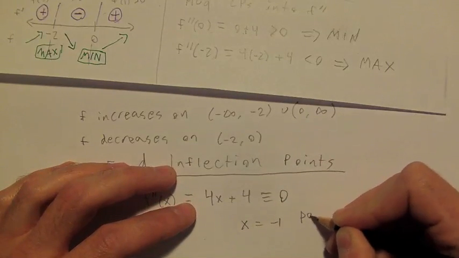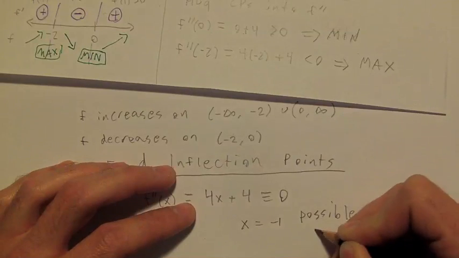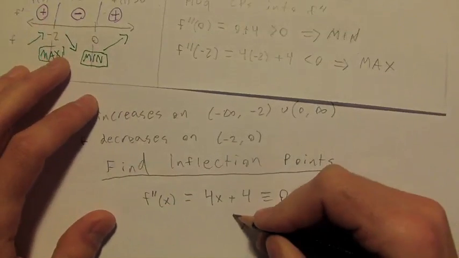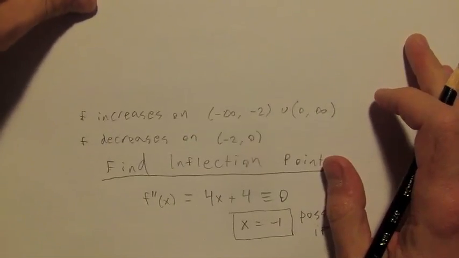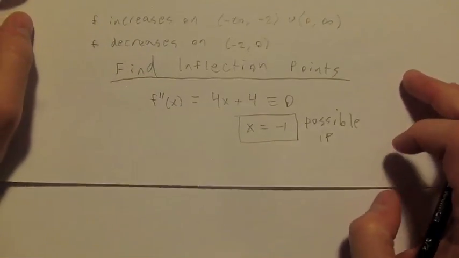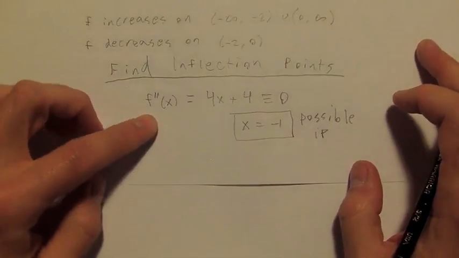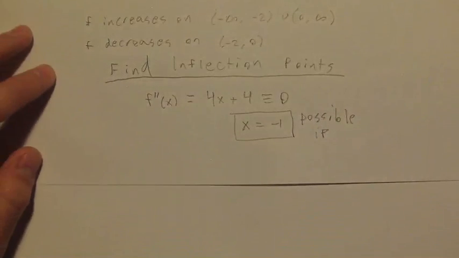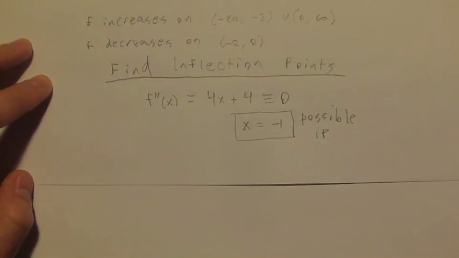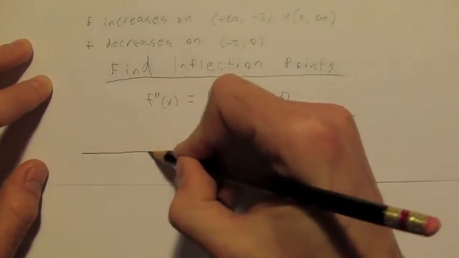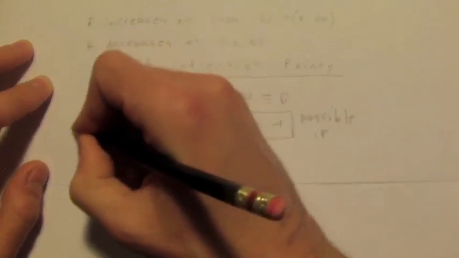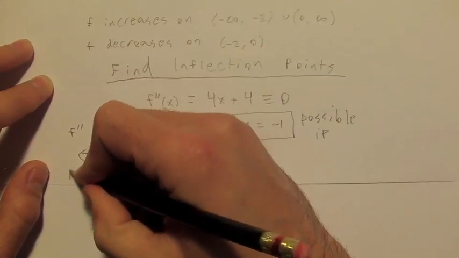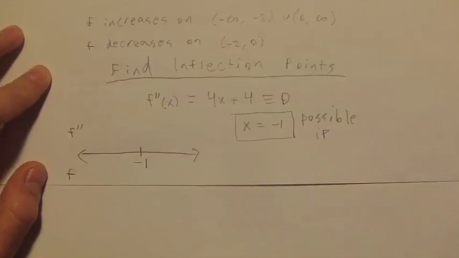Now this is what we call a possible inflection point. Okay, it may not be one. We have to be very, very diligent about this. A lot of people don't even realize this, but just because the second derivative is 0 there does not automatically mean it's an inflection point. It means that it's possibly an inflection point. And we check this in the same way. I make my number line, I put negative 1 down, and I check f double prime on either side, and that's going to tell me about f.